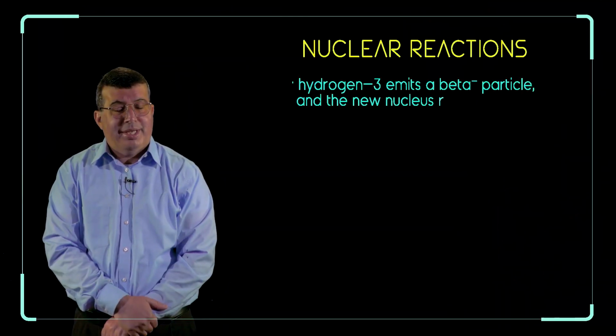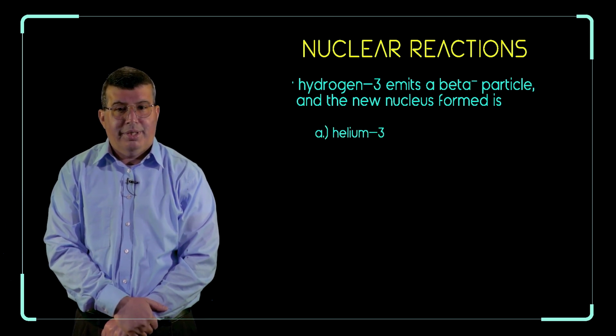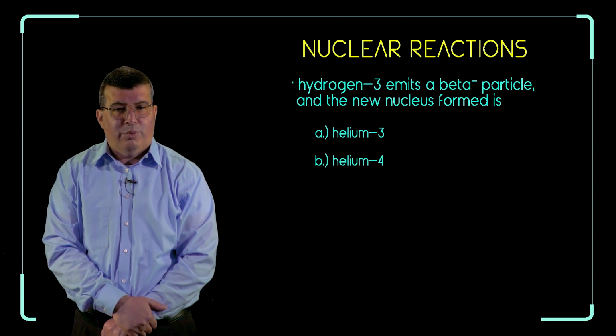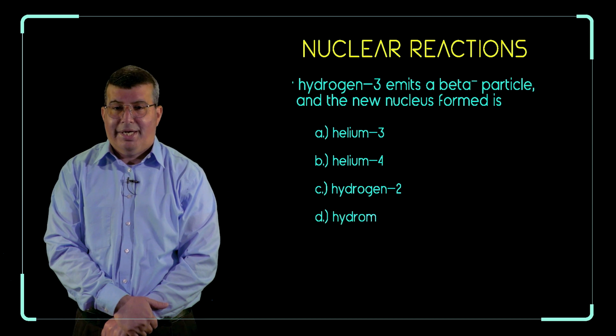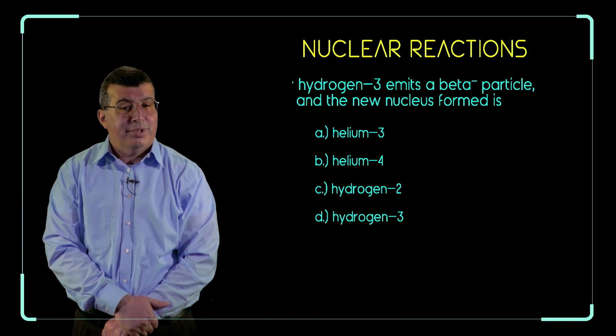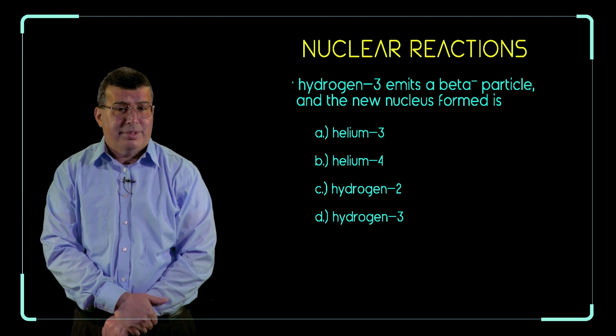Next question. Hydrogen-3 emits a beta minus particle, and the new nucleus formed is A, helium-3, B, helium-4, C, hydrogen-2, or D, hydrogen-3. So once again, please pause, draw a diagram, and think about this, and when you have a definite answer, hit play again.